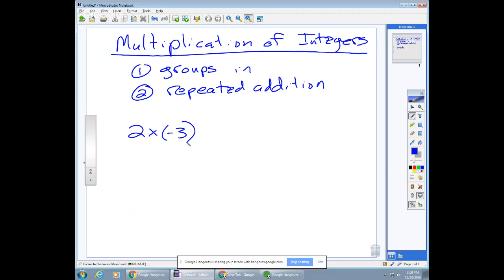Multiplication literally means groups of, so this is translated as 2 groups of negative 3. Then we need a model for what negative 3 means. One model is the chip model, or the charged particle model. So we could say that right there is a 1, maybe that right there is a negative 1, and if I put 2 of those together, then I get a 0.